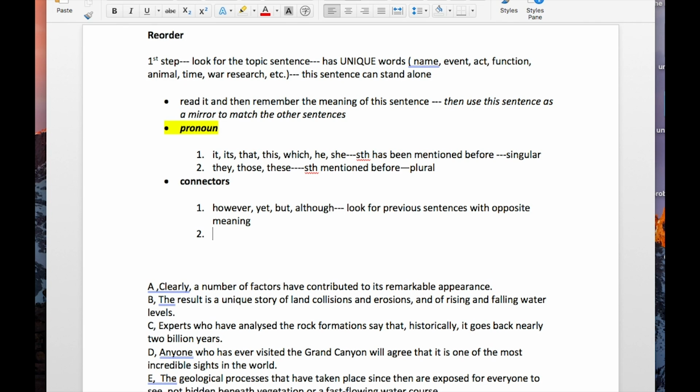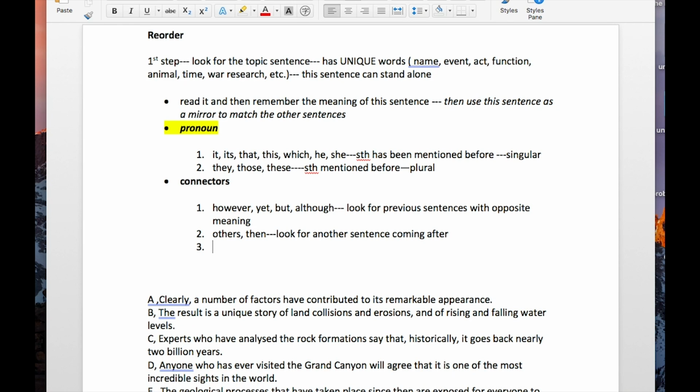Okay, and there are a few other connectors, for example, others or then. If you see those words, you need to look for another sentence coming after. For example, if they say then a lot of problems are happening, or there are other factors influencing certain things, then the sentence about other factors or about a series of problems will be mentioned below this sentence.